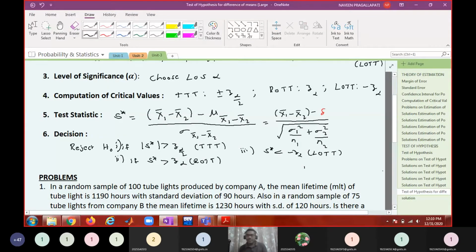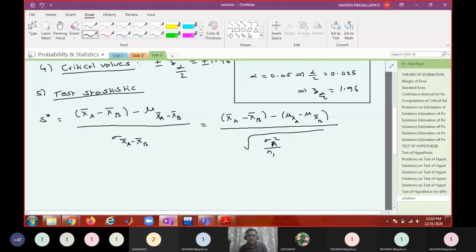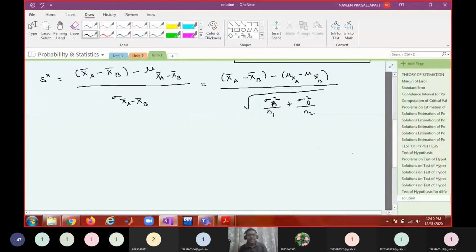N1 and N2 only. Okay. So sigma A square by N1 plus sigma B square by N2. Now sigma A square, sigma B square is not given. Population standard deviations of A and B are not given. Only sample standard deviations are given. Okay, so this is nothing but XA bar minus XB bar minus mu A bar minus mu B bar.